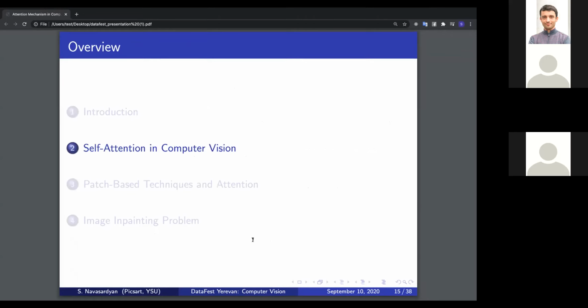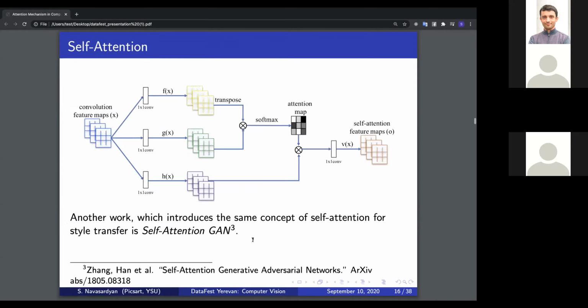Now let's talk about self-attention in computer vision. A very similar approach, just generalizing for 3D tensors, was introduced in the following paper, Self-Attention Generative Adversarial Networks. They use this concept for the style transfer problem, about which we will talk a bit later. In a sense, this mechanism takes the input X, produces query, key and value tensors by using one-by-one convolutions.